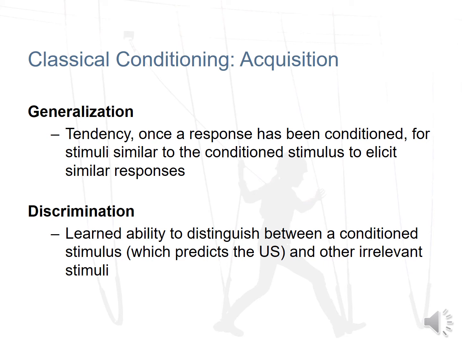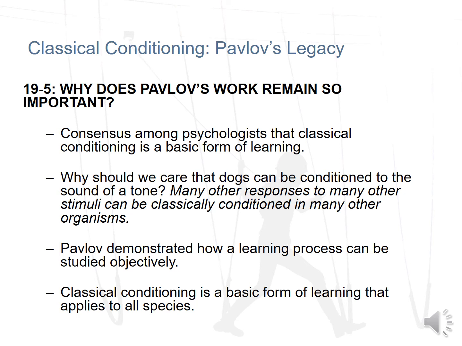Conversely, discrimination is the learned ability to distinguish between a conditioned stimulus, which predicts the unconditioned stimulus, and other irrelevant stimuli. So if we played a tone and we were able to actually get the dog to salivate, we might crash a cymbal, and that is also a noise, but it may not have the same response because that sound has not been paired with the anticipation that the dog will get food.